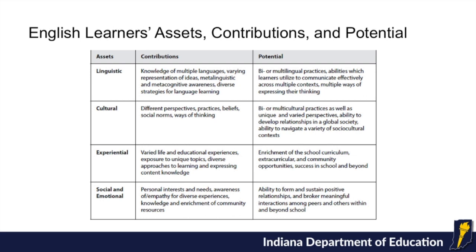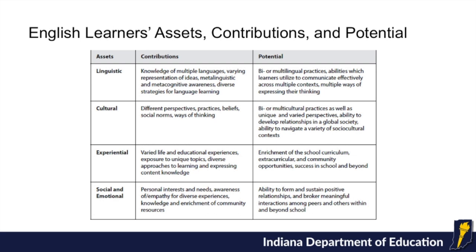Culturally, English learners can contribute different perspectives, practices, beliefs, social norms, and ways of thinking into the school setting. This asset has the potential to allow all students to develop multicultural practices as well as varied perspectives, the ability to develop relationships in a global society, and the ability to navigate a variety of socio-cultural contexts. Experientially, English learners can contribute varied life and educational experience, exposure to unique topics, as well as diverse approaches to learning and expressing content knowledge.